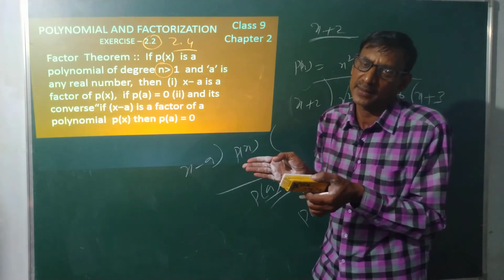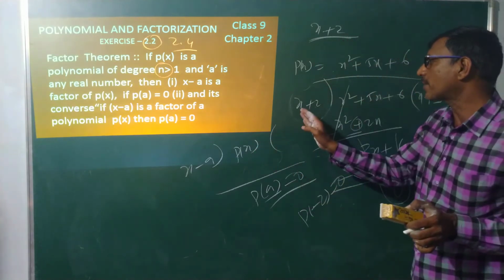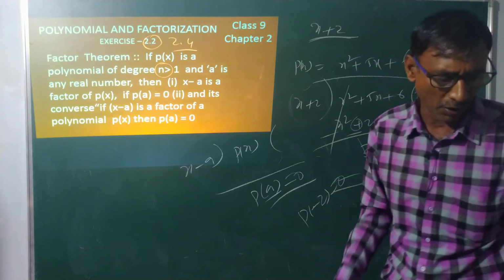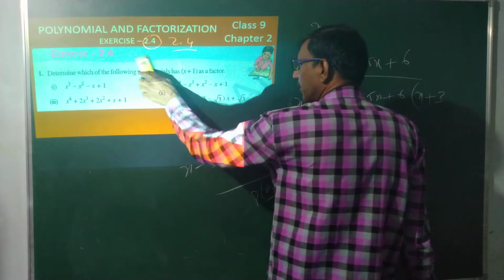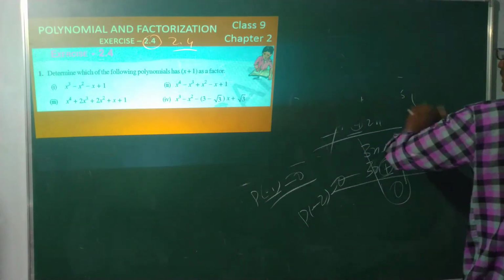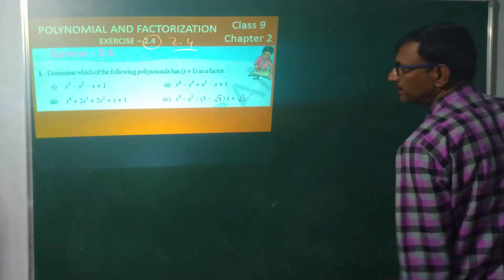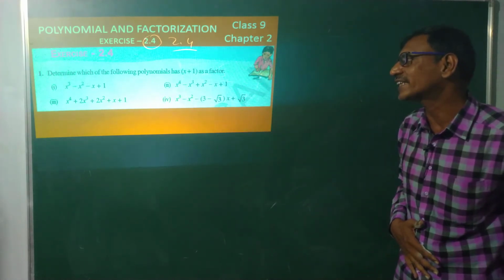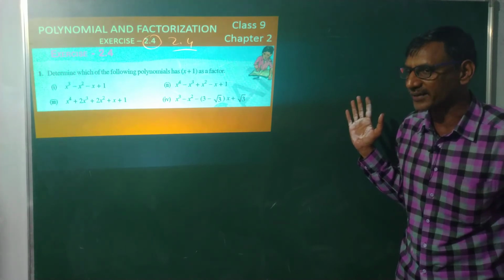We can use this one or that one. Using this technique, I would like to check whether this is a factor or not, with the help of one problem. See here, this is a very, very important problem. This helps to understand the factor theorem. Determine which of the polynomials has x plus 1 as a factor.